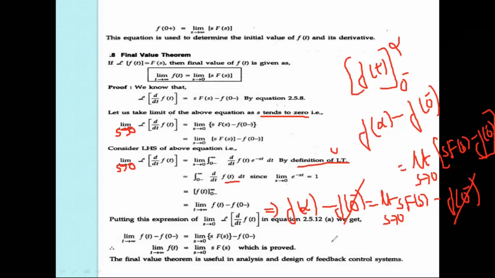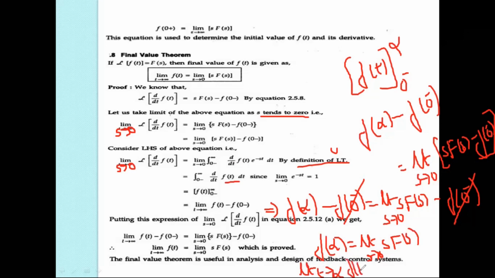It gets cancelled. This implies f of infinity is equal to limit s tends to 0 s into F of s. Now I am writing in the LHS, limit t tends to infinity.